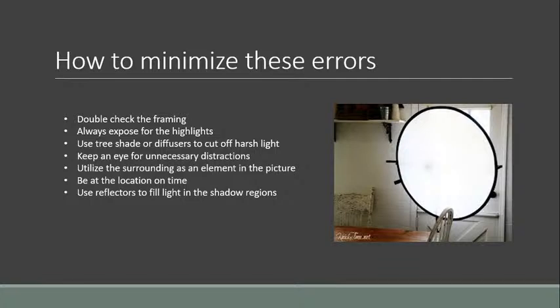And if you have a shadowy region, use reflectors to fill in the shadow region. Reflectors are basically anything which reflects the light. So you can use cardboards, white cardboards, or any reflective surfaces such as aluminum foil or anything. Just place the aluminum foil on a piece of cardboard, or use white cardboard, to reflect the lights.